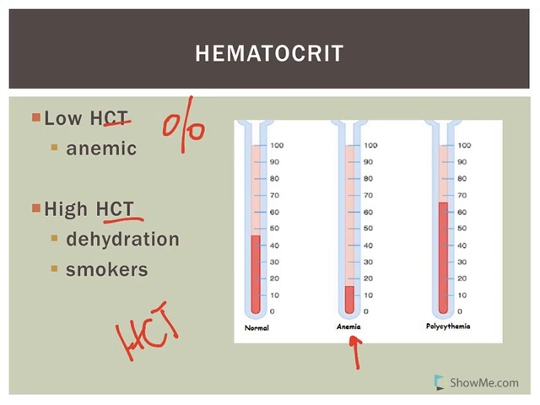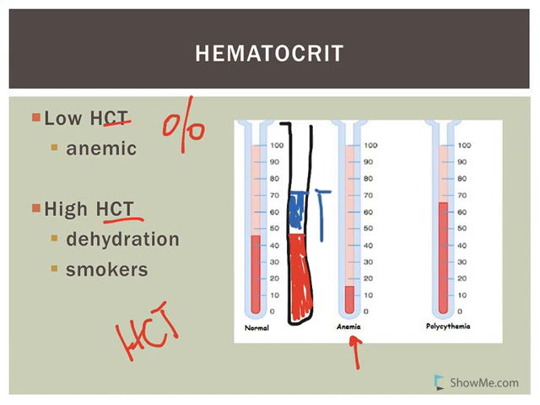So I'm going to just draw a picture next to the normal one. Here's our tube. And you'll notice I'm drawing in the same number of blood cells. But what I'm going to do is lower the fluid level to here. So the percentage of blood cells in that sample is higher because we've lost some of the fluid component, as in people with dehydration. So they have high hematocrits.